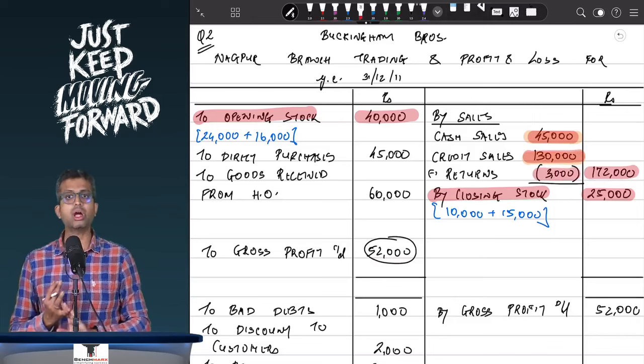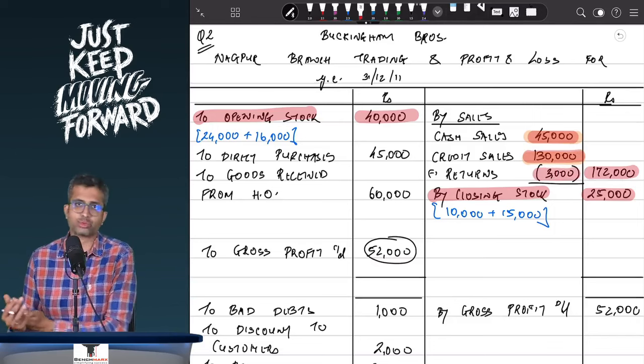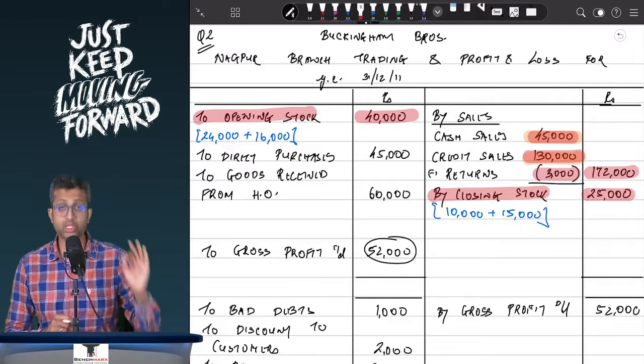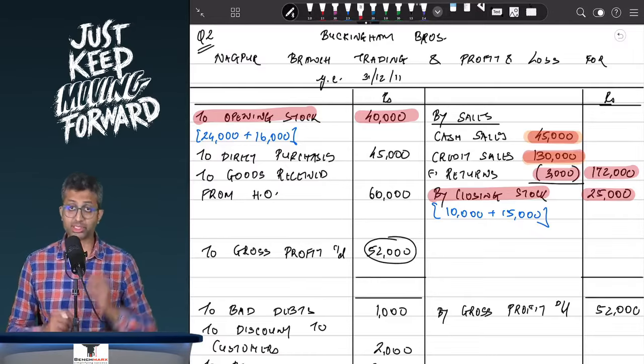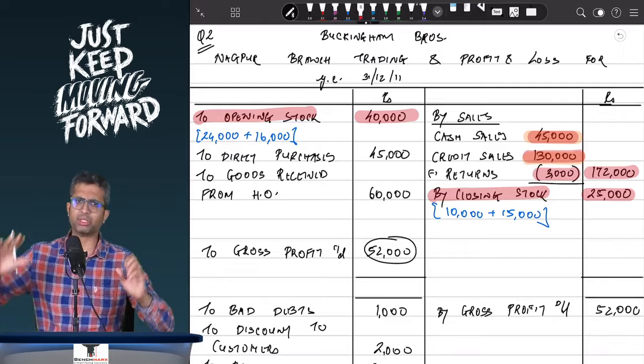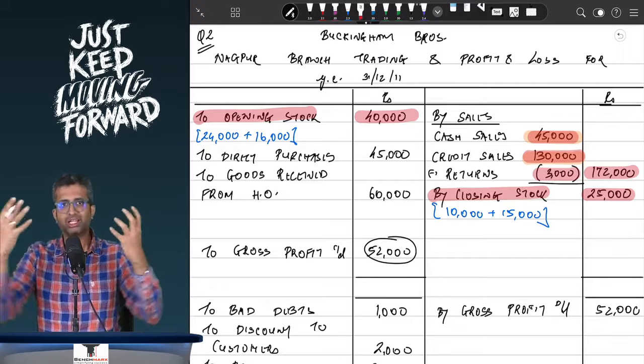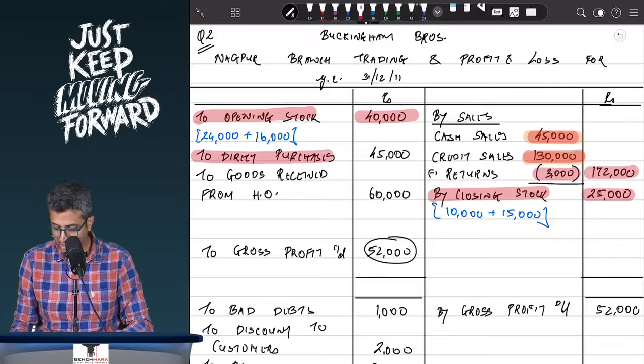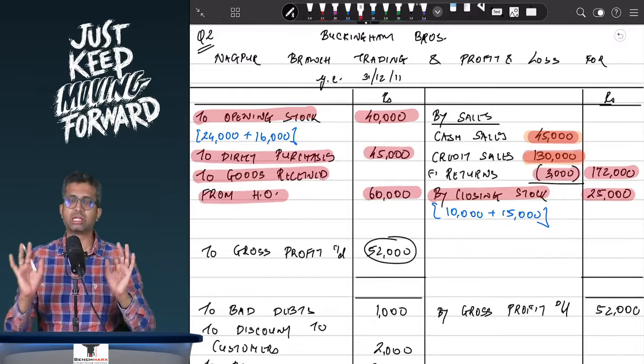Now, for the branch to sell something, it should receive goods from the head office. It has received goods worth 60,000. Further, it has also done some direct purchases, and hence both of them are considered. Maybe the payment is done by the HO. However, this is the inventory that you can possibly sell. So this is direct purchases of 45, goods received from HO 60,000, and hence that will give me the gross profit.